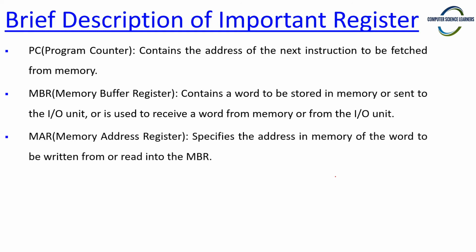Similarly, we have memory address register. Whenever we want to read some data, we have to specify the address. Suppose the CPU wants to read some data from the memory unit. It will first specify the address from where the data is going to be read. That address would be stored in the memory address register. And once the data is read, the data would come through the memory buffer register.